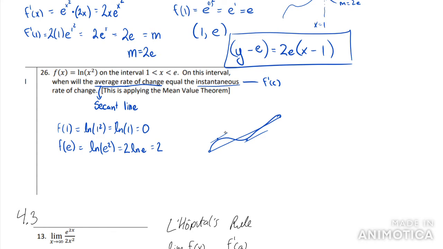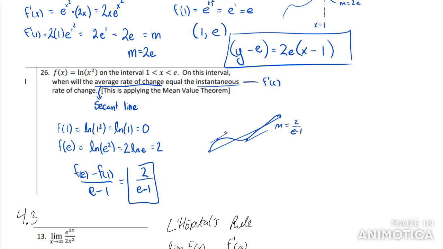And remember, for the secant line, in this case, it would be f of e minus f of 1 over e minus 1. It just matters that we line these up. So if this is 2 and this is 0, I'm just going to have 2 on the top over e minus 1. Now, this is my average slope. This is my secant line. It has a slope of 2 over e minus 1.